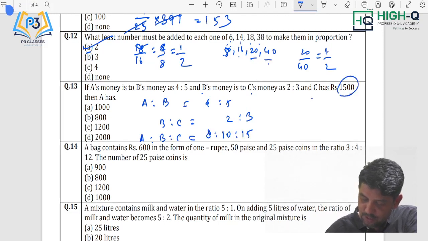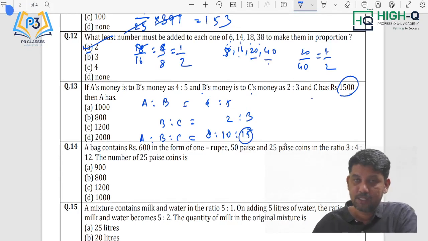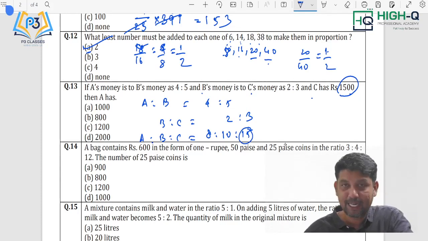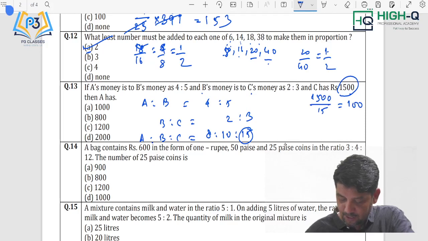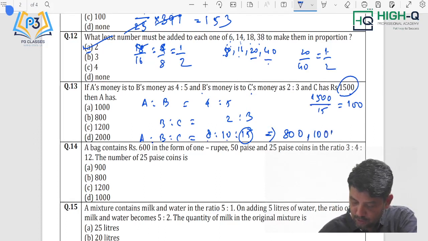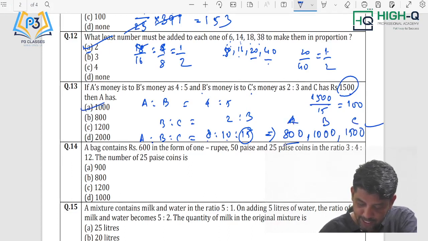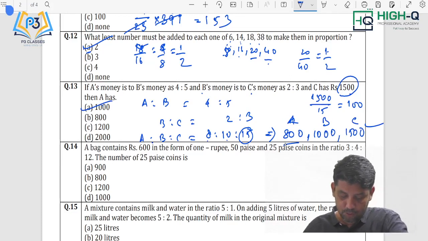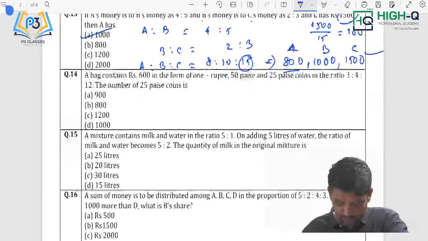Now C has 1500 rupees. That means C share is 15. So what can I have as a common multiple? 100, because 1500 divided by 15 is equal to 100. So I multiply 100 with each and every value: 800, 1000, 1500. Yes, this is A share, B share, C share. So A has how much, my dear? 800. Direct answer. Why waste our time?